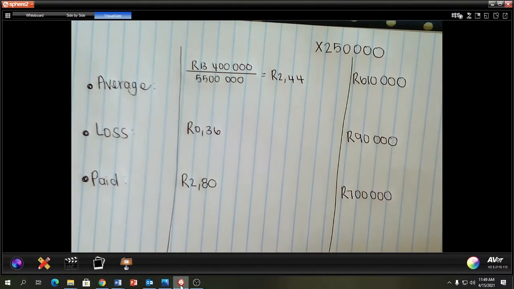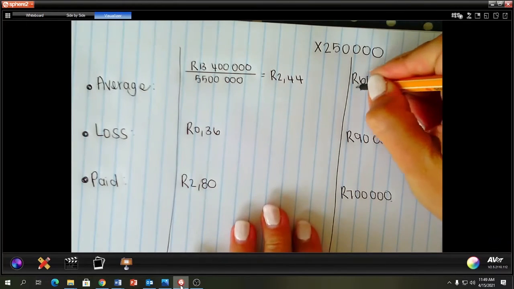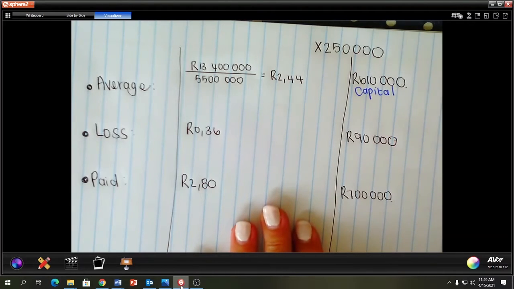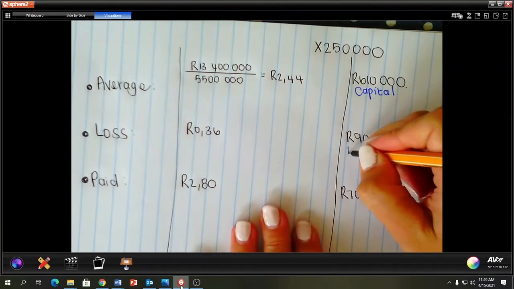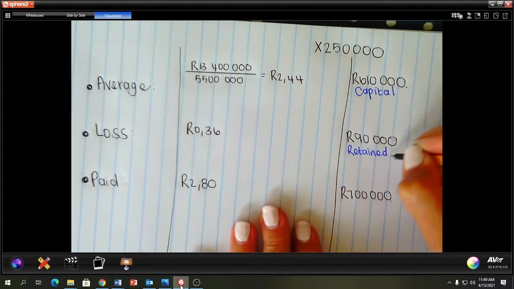The average plus the loss will give me the amount paid, or the amount paid minus the average will give me the loss amount. So then I'm going to use these three. I've got three amounts. They will be entered in three different accounts. That one, the average, will always go to my capital account. The loss will always go to retained income.